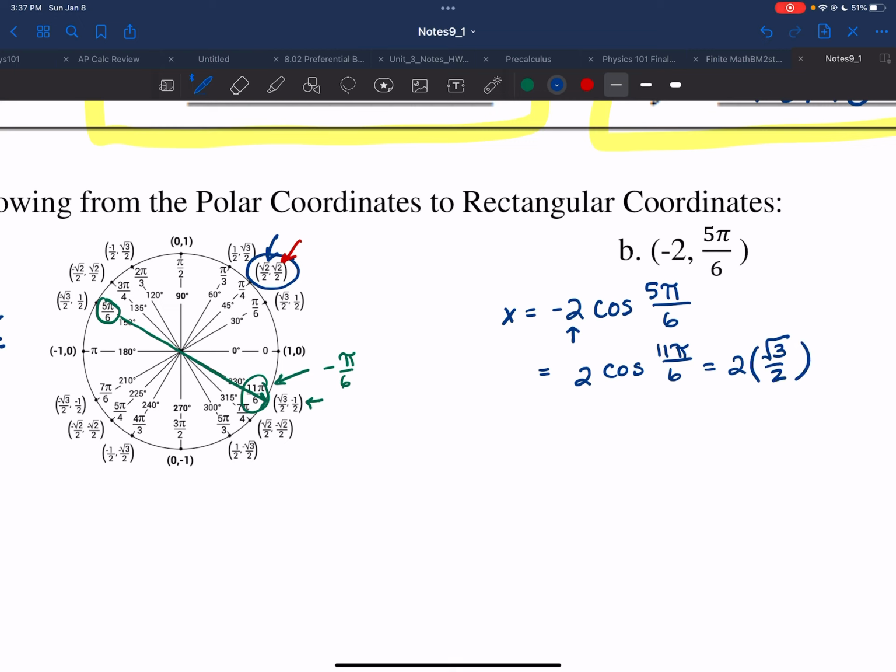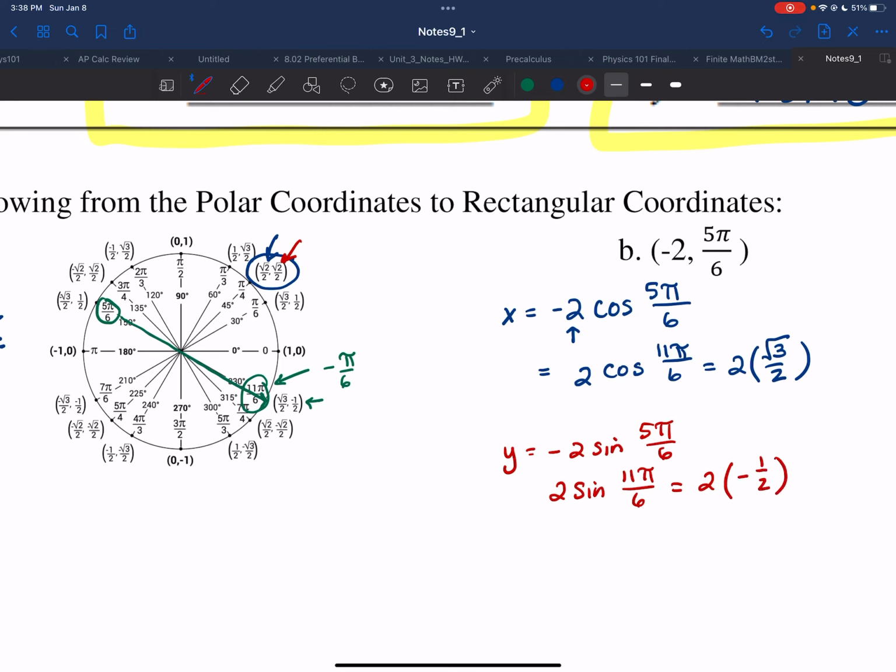And then my y value is going to be negative 2 cosine 5 pi over 6. Oh, why did I put cosine? I meant to put sine. I apologize. This is also sine, 2 sine of 11 pi over 6, which is going to be equal to 2 times negative 1/2.